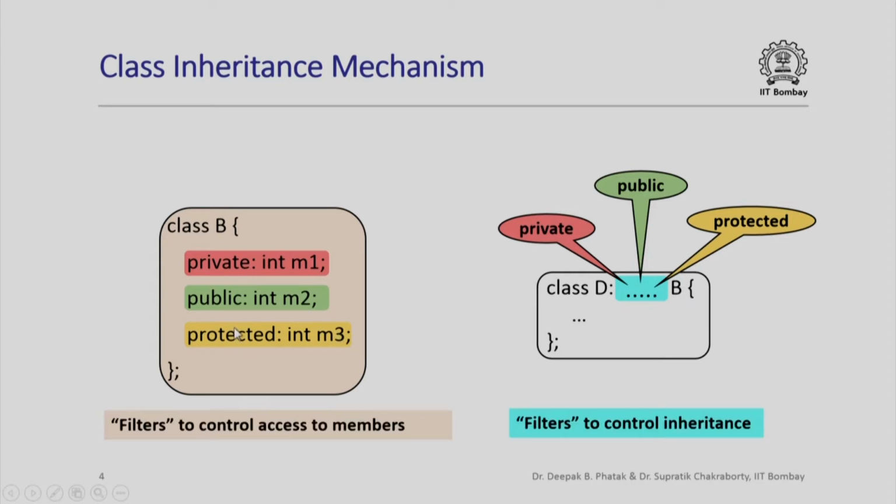So these keywords, private, public and protected, in this context, when you put it in front of data member declarations or even member function declarations within a class definition, can be thought of as filters that control access to the individual members of the class. Now the same keywords, when they appear here and determine how a class is derived from another base class, can be thought of as filters that control the inheritance mechanism.